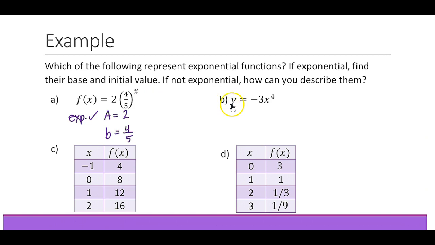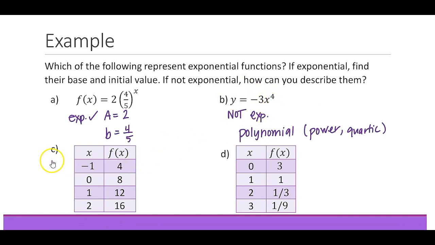Now, in part B, I have y equals -3 times x to the 4th power. So this is not an exponential function. I don't have a number in the base and a variable in the exponent. So this is not exponential. But we can go ahead and classify it as a polynomial. So this is a polynomial function. Or more specifically, this is a power function, or a quartic function. So we have a lot of different labels that we can start to give our functions now.